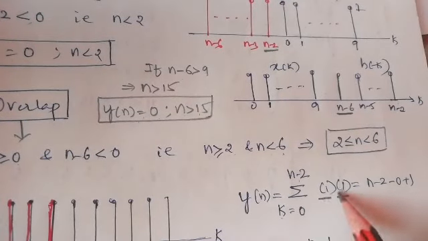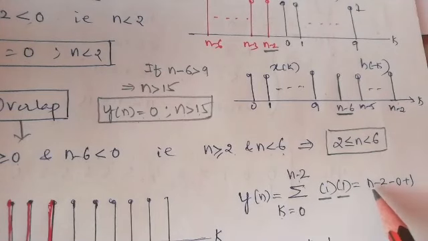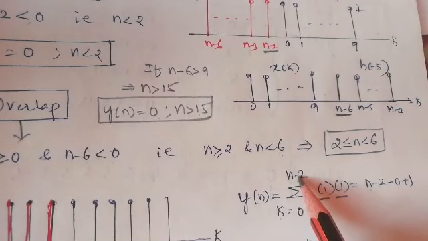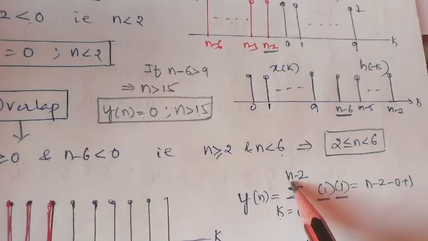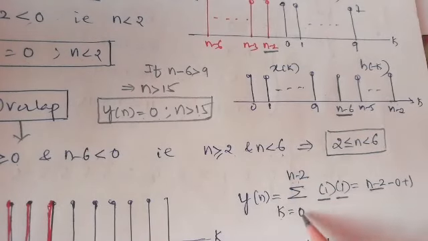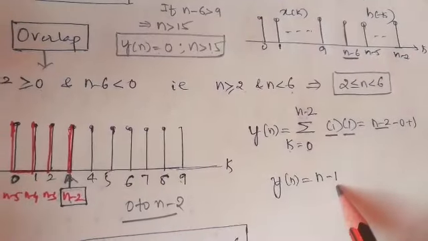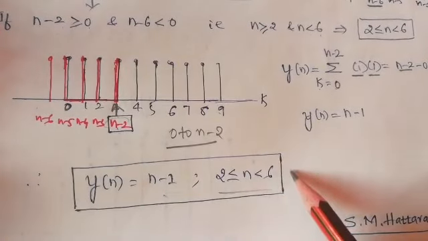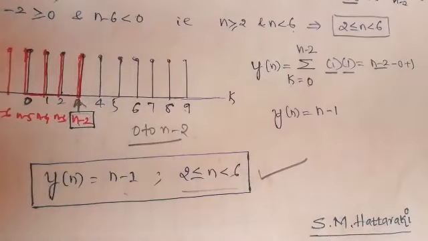Hence adding 1 these many times, n minus 2, nothing but upper limit minus lower limit plus 1. This formula you have to use, upper limit minus lower limit plus 1. So the answer is y of n equal to n minus 1. Hence y of n equal to n minus 1 for this range. This is the first overlap case.